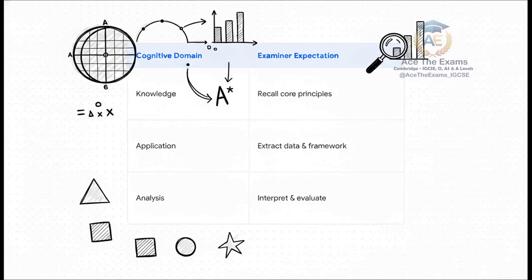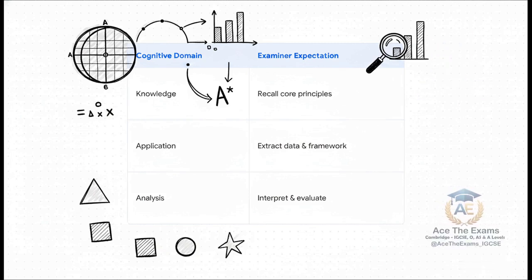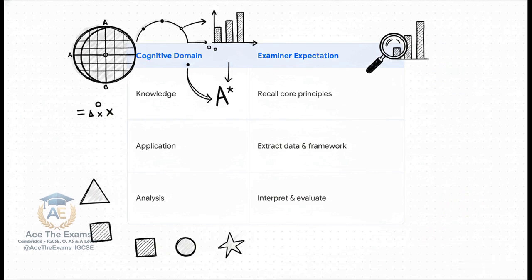The high propulsion orbit is analysis. This is the elite domain. This is where the top 5% of candidates live. You must interpret geometric relationships and actively evaluate the data in front of you. Let's really analyze the difference between a low-altitude descriptive trajectory and a high-propulsion evaluative launch pathway.